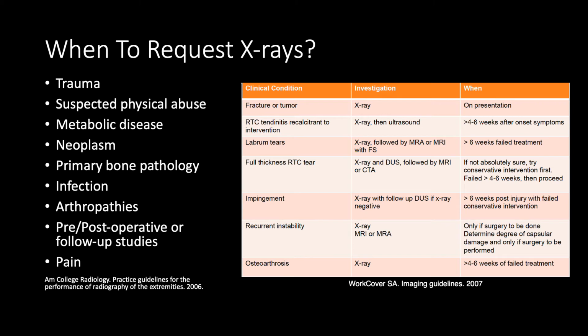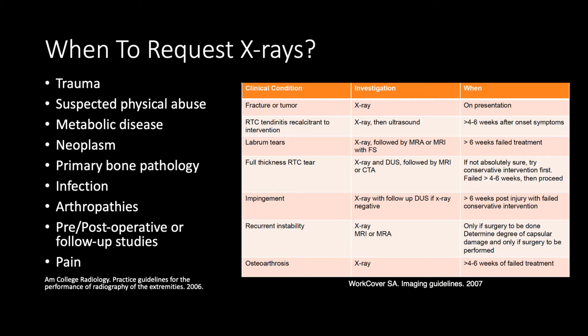So when should we request imaging or x-rays, in particular radiographs? As you see here, trauma, particularly with fractures, suspected fractures, some of the tendon issues that are not healing well, labrum tears, any type of rotator cuff tear or impingement, and particularly with recurrent instability. These are all indicated for radiography. And then, of course, shoulder OA is probably where the primary imaging modality will be radiograph.